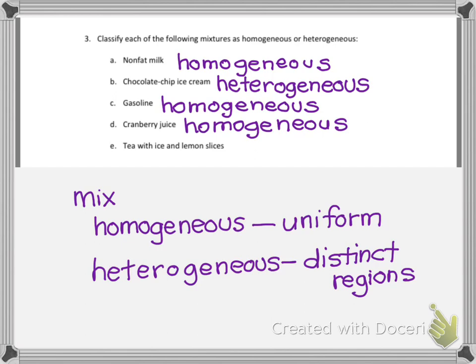Tea with ice and lemon slices. Well, I could see the tea, I could see the ice cubes, and I could see the lemon slices. So I see distinct parts of the mixture, which would make this heterogeneous. So when asked to distinguish if something is homogeneous or heterogeneous, it's good to think about what it looks like. If it's uniform and you cannot distinguish the parts of the mixture, it's homogeneous. If you can see the different parts that make up the mixture, then that would be classified as heterogeneous.